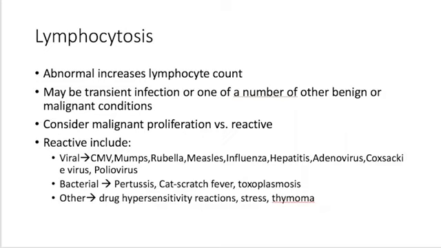Lymphocytosis is an abnormal increase in the lymphocyte count. It may be a transient infection or one of a number of benign or malignant conditions. Consider malignant proliferation versus reactive. Reactive includes viral causes such as CMV, mumps, rubella, influenza, bacterial pertussis, cat scratch fever, toxoplasmosis. Others would include a drug hypersensitivity reaction, stress, or a thymoma.